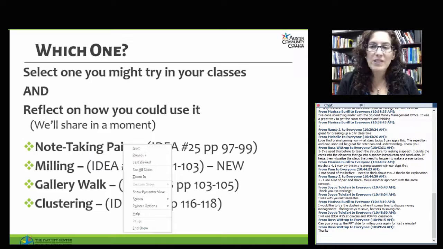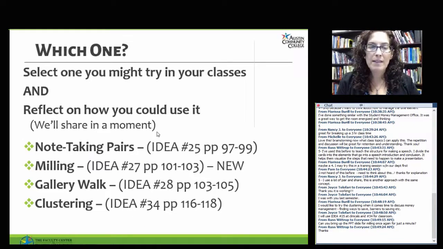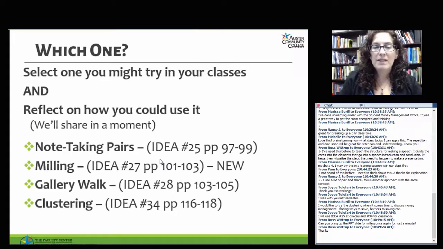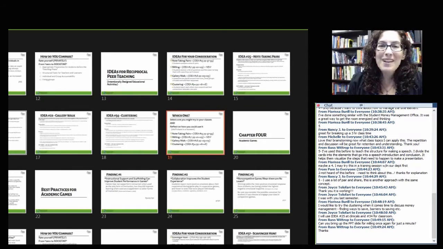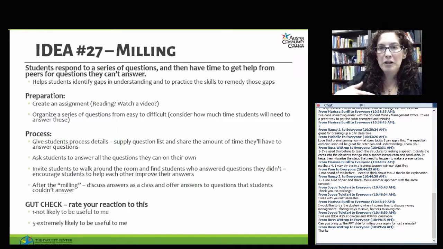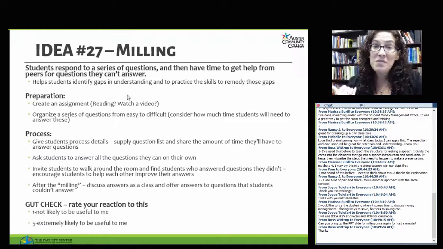Yay. Okay, so milling. I hadn't shown you this one, but it's a good one to take a peek at. So here the big deal is you give an assignment, you organize a series of questions, and the authors encourage them to be in a level of difficulty, from easy to difficult. They encourage us to think about how long it's going to take to answer these questions, and they say maybe double the amount of time it takes you to answer them. You can give this as a homework assignment, or you can have them do it in class.